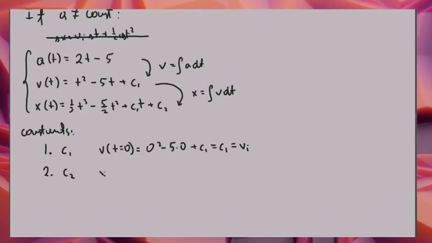So what I would have is, now I take this function here and I set time to be 0 again, and now what I have is 1/3 0 cubed minus 5/2 0 squared, and then plus, instead of c1 I can now write vi times 0, and then plus c2. Of course that gives me c2, which is the position at time t equals 0, and that of course is the initial position xi. So I could rewrite these equations if I wanted to, and instead of c1 I would put vi, and instead of c2 I would put xi.